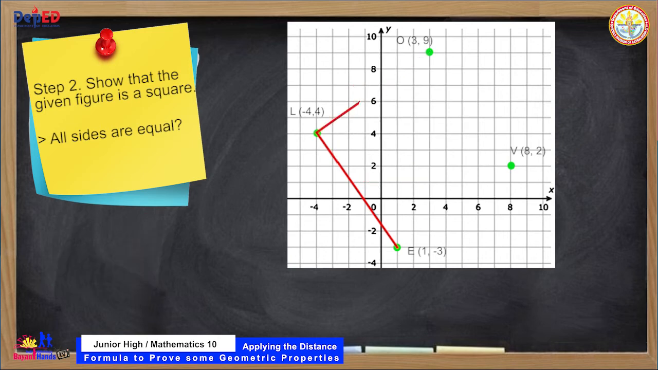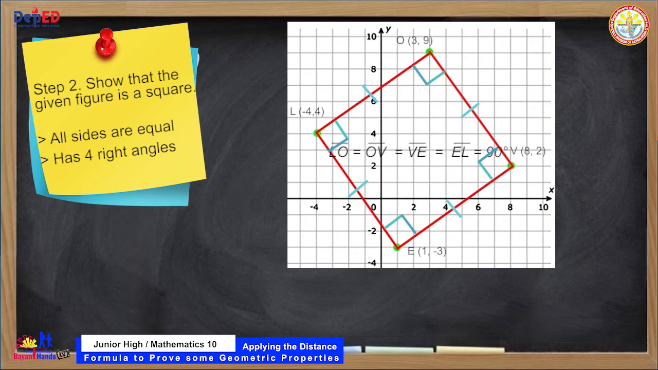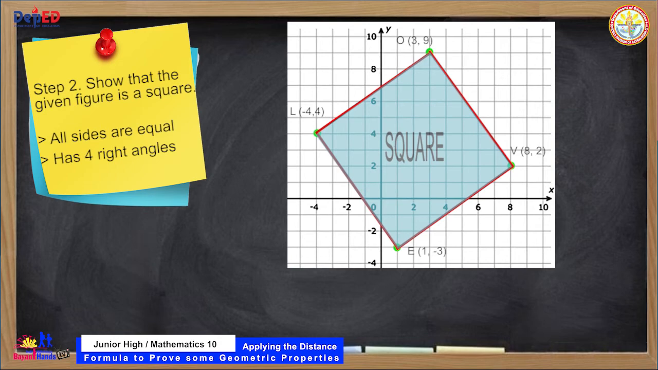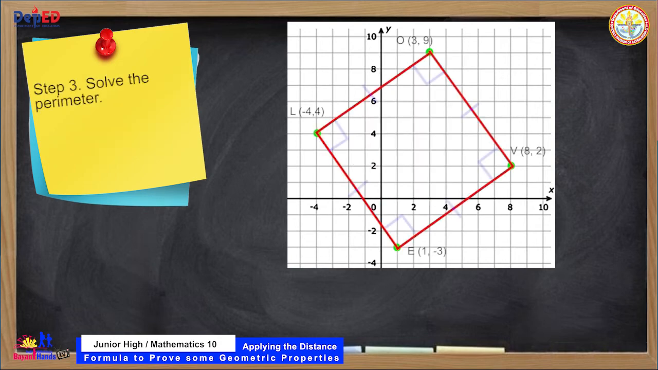Since all the sides of the figure are congruent and all the angles are right angles, then quadrilateral LOVE is a square. Step 3. Solve the perimeter.